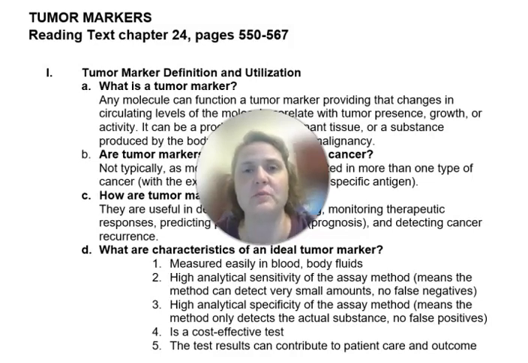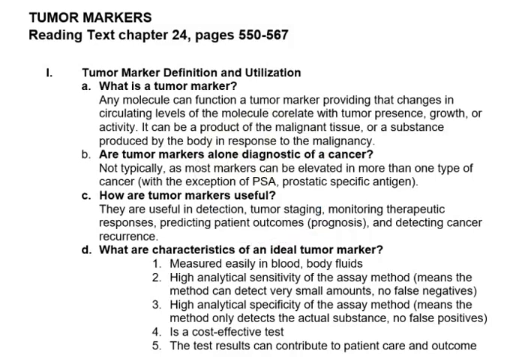In today's lecture, we're going to be covering the outline on tumor markers. So this first part of the outline is going to cover the tumor marker definition and utilization. So what is a tumor marker? Any molecule can function as a tumor marker, providing that changes in circulating levels of the molecule correlate with tumor presence, growth, or activity. It can be a product of malignant tissue or a substance produced by the body in response to malignancy.